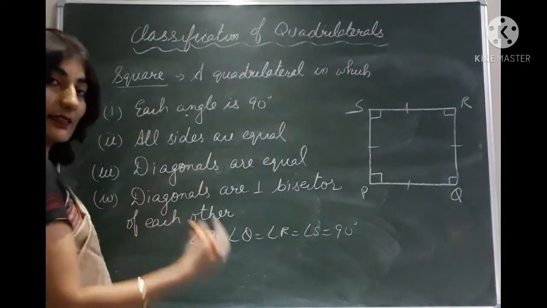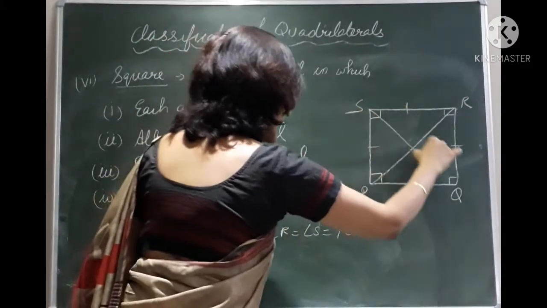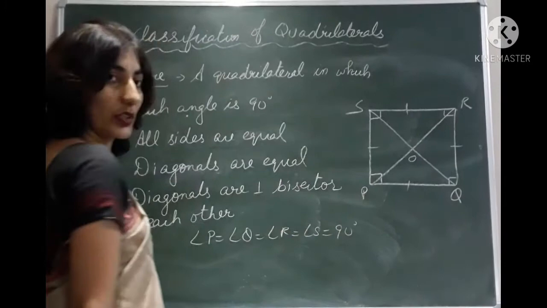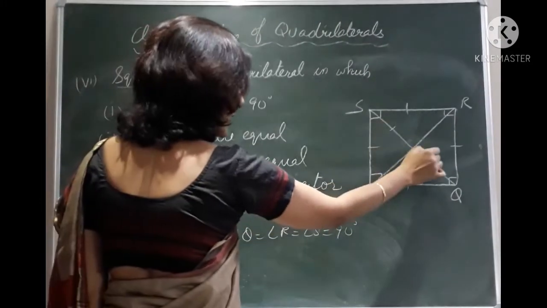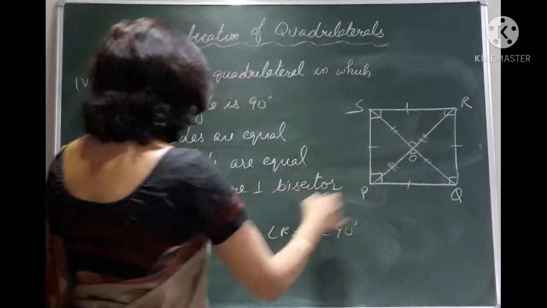Then diagonals are also equal. So this is one diagonal, that is PR. This is another diagonal, QS. They are equal. They are intersecting each other, say at point O. So the diagonals bisect each other and diagonals are perpendicular to each other.